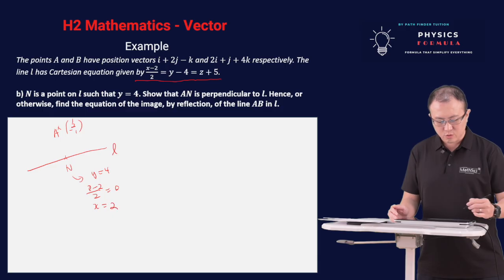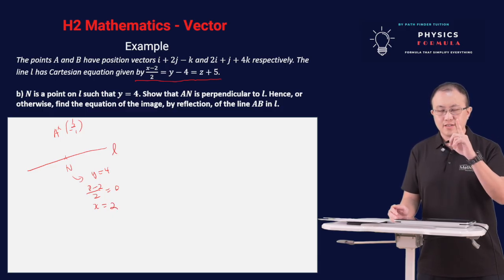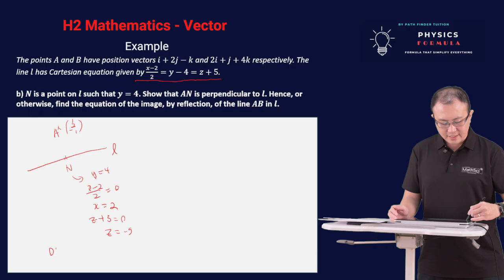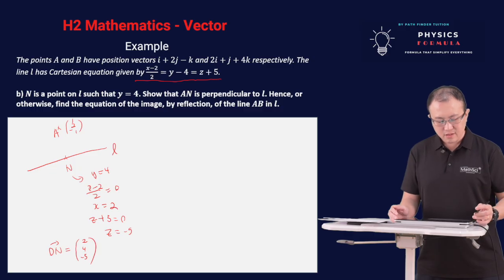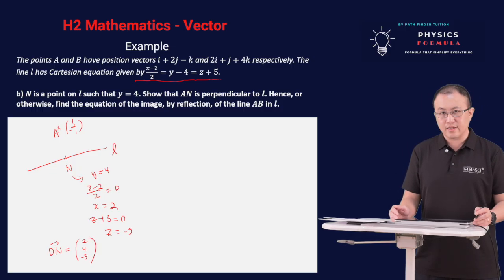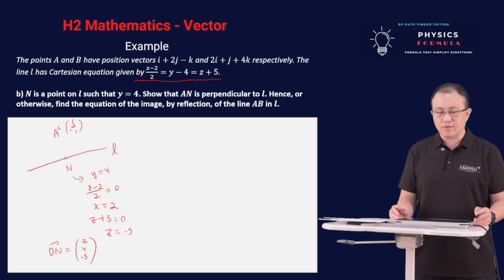X will become 2. So you move the 2 over, then multiply the 2, then move the 2 over, then we will get x equals 2. Then after which, we also equate z plus 5 to be equal to 0. So z will be equal to minus 5. So what exactly is ON? ON is then given by (2, 4, -5). This is the coordinate as well as the position vector of ON.